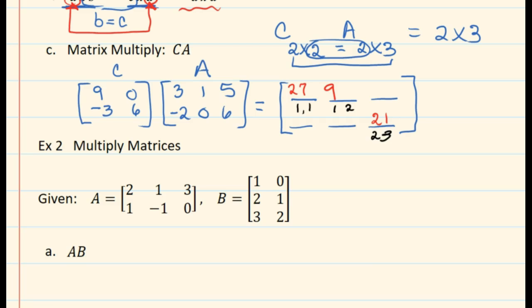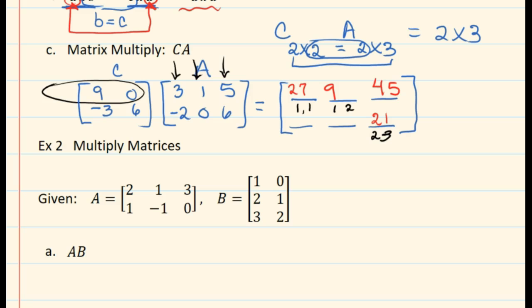I'm going to go ahead and continue finishing up my matrix. What I like to do is look at row 1 and then do all the columns. We already did column 1 and column 2, so now let's do column 3. When I multiply, I get 9 times 5 is 45, plus 0 times 6, which is 0, so I'm going to get 45.